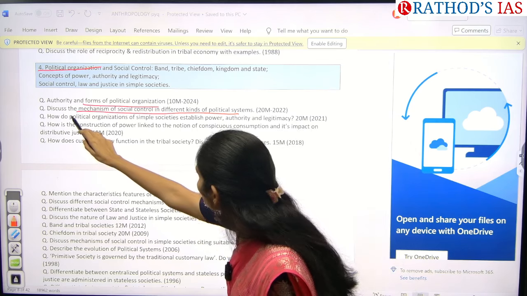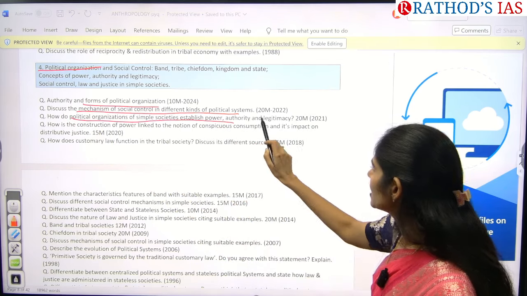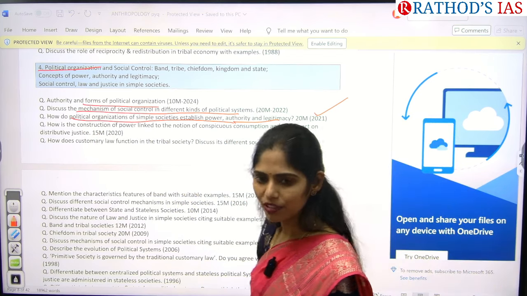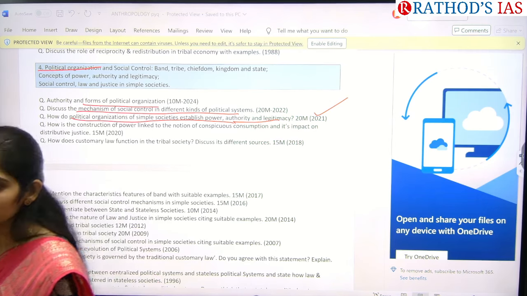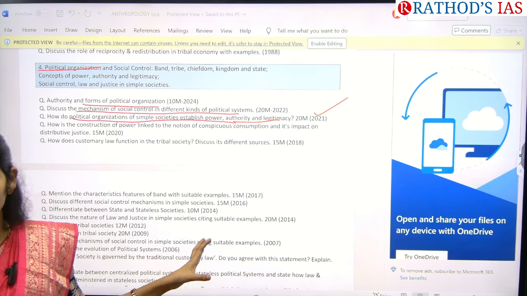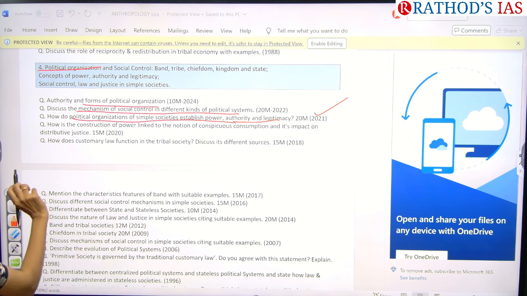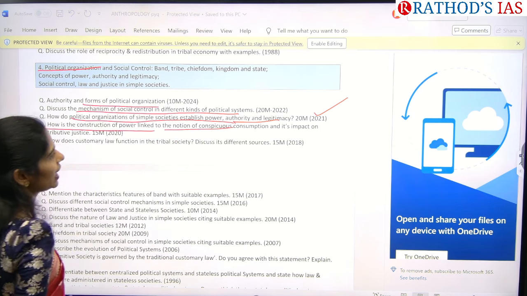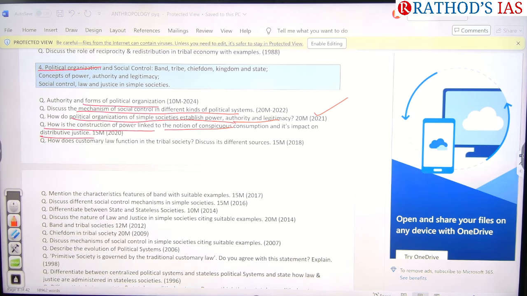And next one is, do political organizations of simple societies establish power, authority, and legitimacy? So we will be having some type of discussion like whether these are good or bad. Actually, we didn't have discussion today because it is just an introduction class. And next one is, how is the construction of power linked with consumption and its impact on distributive justice? It is a combination question of economic organization and political organization.